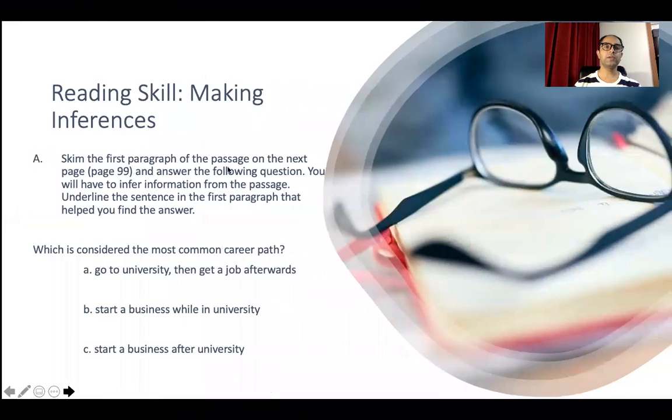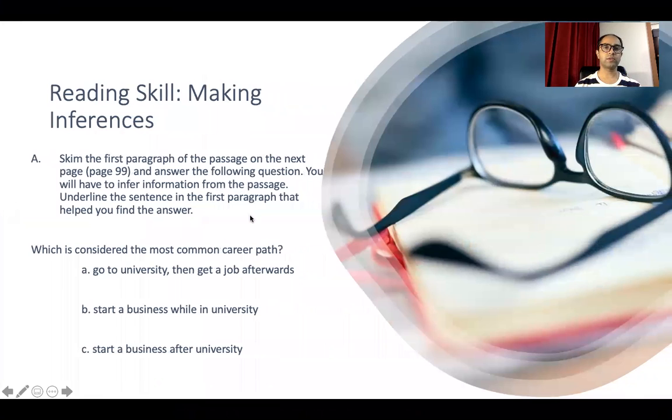So please quickly read the first paragraph and answer the question we have here. You will have to infer information from the passage. You have to guess the information. And which is your answer? How do you guess the answer? You have to underline the sentence in the first paragraph that tells you what the answer is, okay? Underline the sentence in the first paragraph that helped you find the answer.